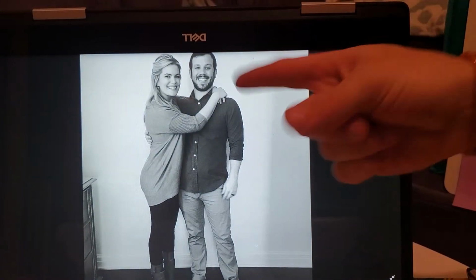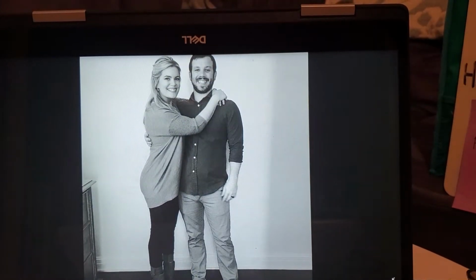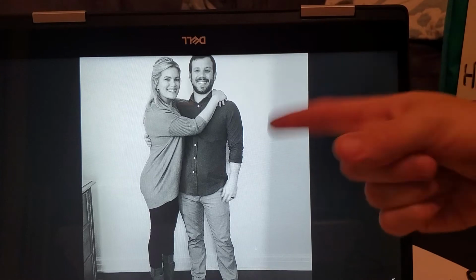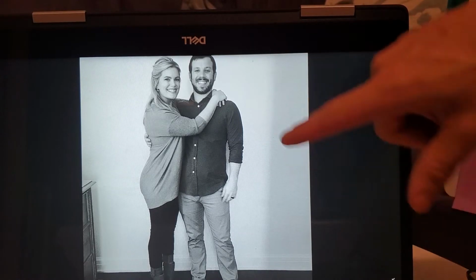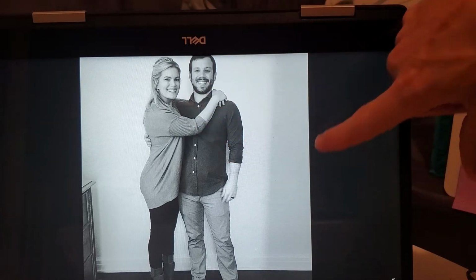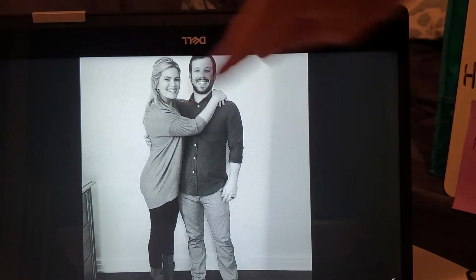Let's see. Oh, there's another picture. Mr. Baxter, Mrs. Baxter. This is from a fun time. We were dressed up, celebrating. I remember where we were and what we were doing there. I could write a story about that one.